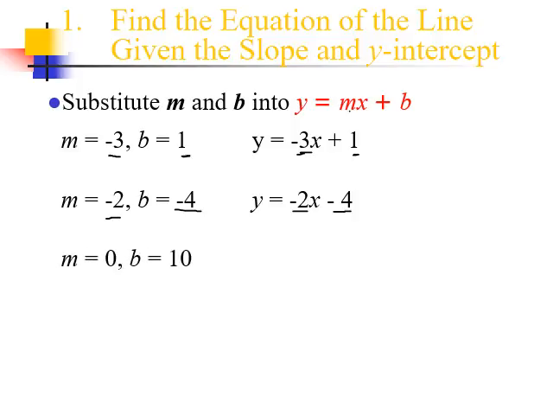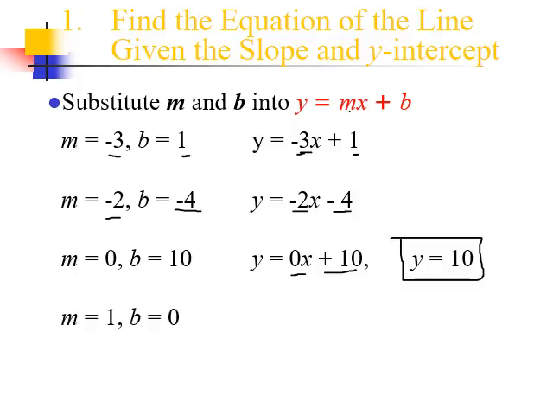What happens if one of them is 0? That actually makes things a little simpler. If we put the 0 in for the slope, we have 0x plus 10, and so the equation of our line is y equals 10. And what happens if we get 0 for the b? This time we're just going to have 1x plus nothing, so our line becomes y equals x.